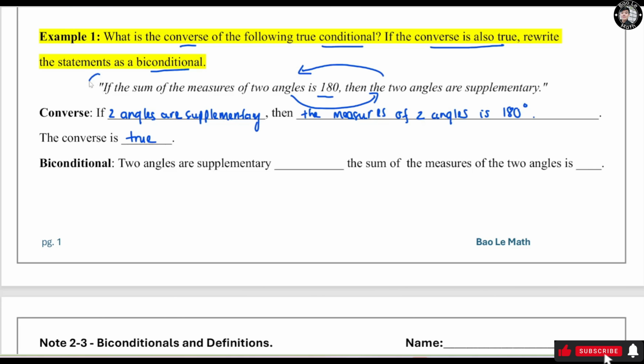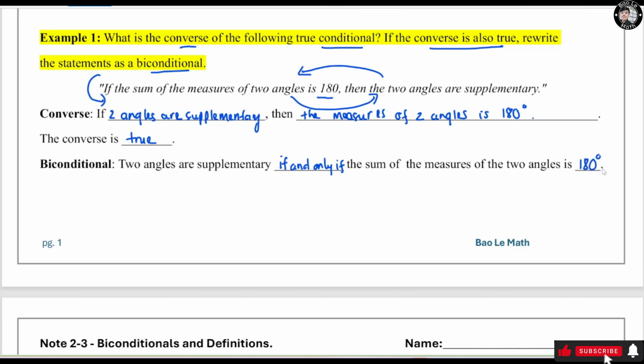Now, we're going to rewrite this as a biconditional statement. We say: two angles are supplementary if and only if the sum of the measures of the two angles is 180 degrees.